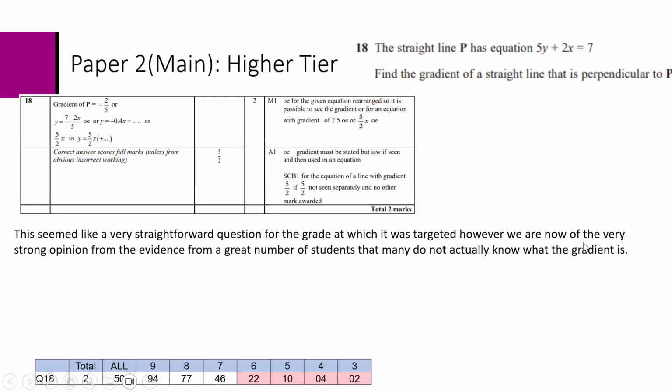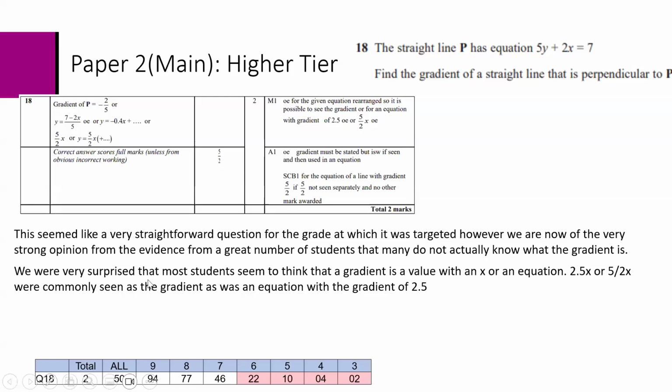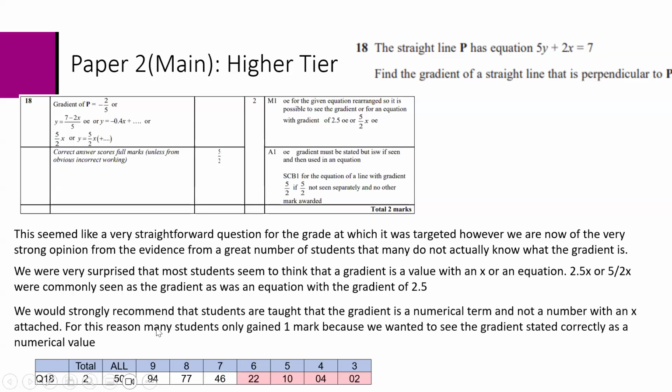However, we are now of the very strong opinion, from the evidence from a great number of students, that many do not actually know what the gradient is. We were very surprised that most students seem to think that a gradient is a value with an x or an equation. 2.5x, 5/2x were commonly seen as the gradient, as was an equation with a gradient 2.5. We would strongly recommend that students are taught that the gradient is a numerical term and not a number with an x attached. For this reason, many students only gain 1 mark because they want to see the gradient stated correctly as a numerical value.